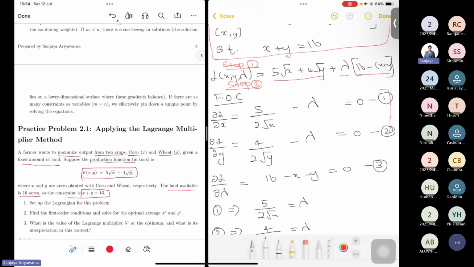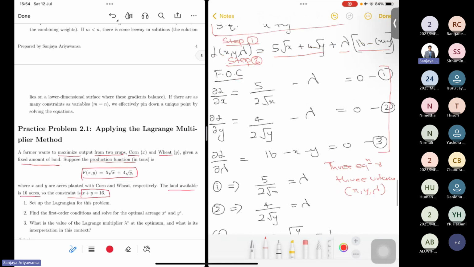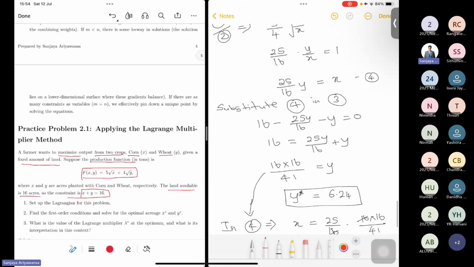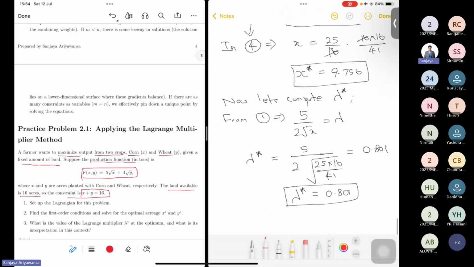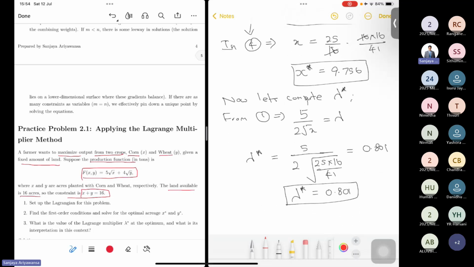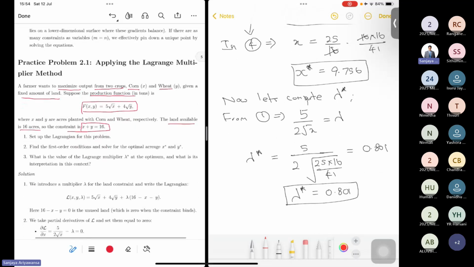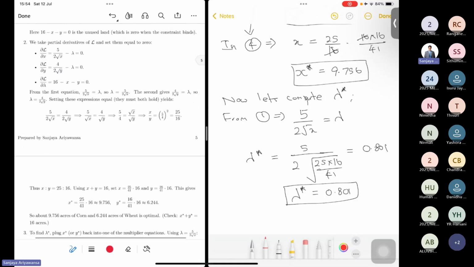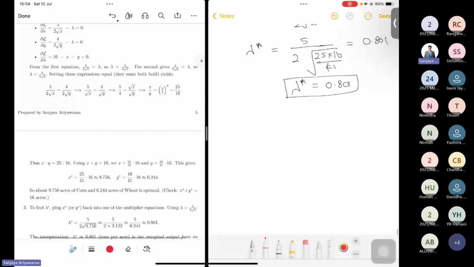So you have three equations and three unknowns. What are the three unknowns? So x, y, and lambda are your unknowns. From the three equations, you compute your x, y, and lambda. Right. So that's the solution I have given here. I've written it down, so you can go through the solution. I just did this here as well for your reference.